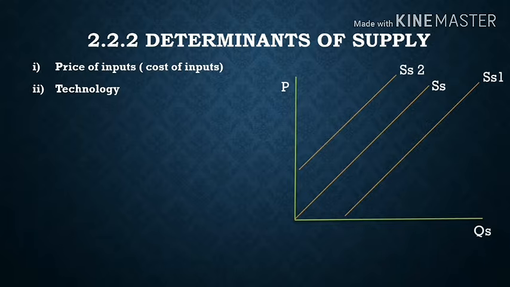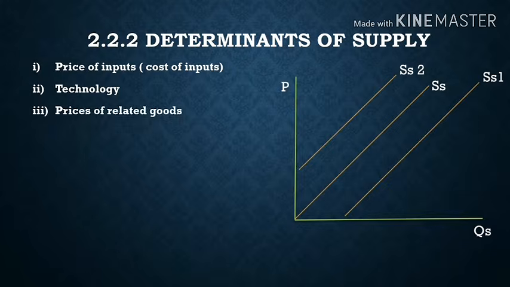So the second determinant of supply is technology. ምን ማለት ነው? If technology advances, what will happen to the supply is the question. Okay, as a producer if you advance your technology of production, ማለት ከማኑዋል ቤዝድ ወደ ሜሽነሪ ብትሄዱ, in a sense that if you improve your technology from labor intensive into capital intensive ብትቀይሩ, what will happen to the production? Output ይጨምራል. ስለዚህ output ጨመረ ማለት supply ጨመረ ማለት ደግሞ ከኤስኤስ ወደ ኤስኤስ1 shift ያደርጋል ማለት ነው supply curve.